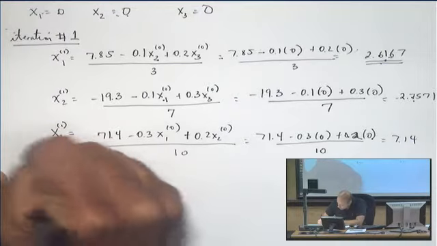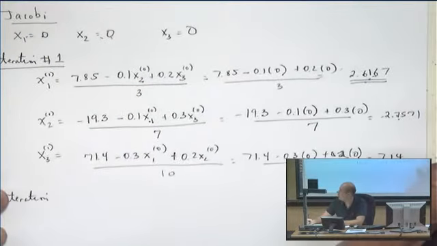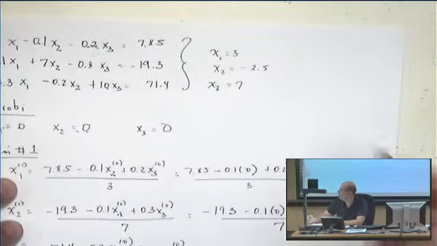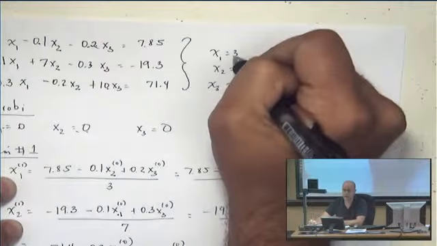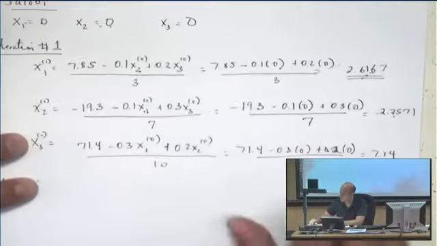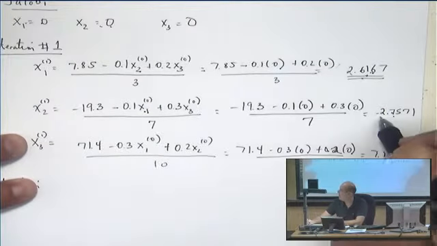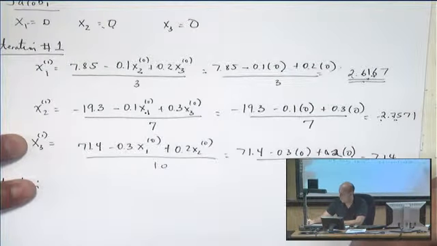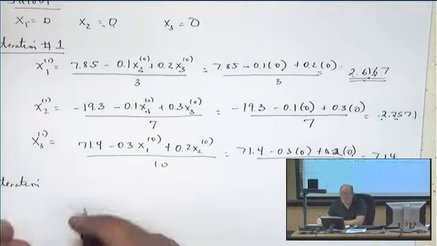So that's my updated guess. Now you can tell that that's not the right answer, right? Because we knew the right answer. I told you in advance. Now, you wouldn't know this in real life, but you knew in advance it was 3, minus 2.5, and 7, and we got 2.61, minus 2.75, and 7.14. Not bad, really, when you think about it, but it's still not completely right.